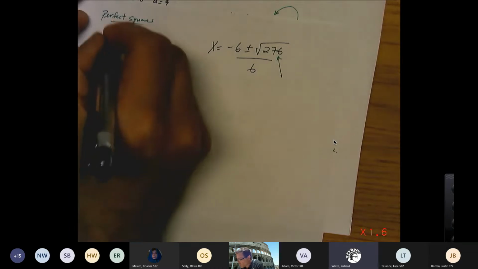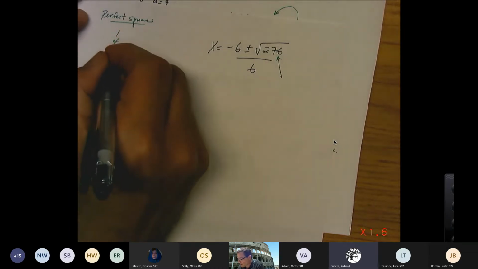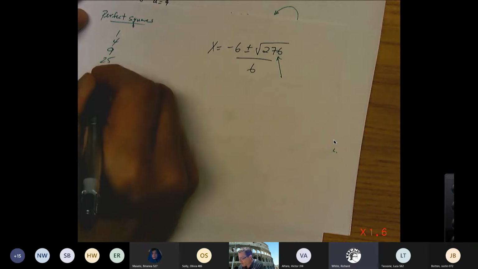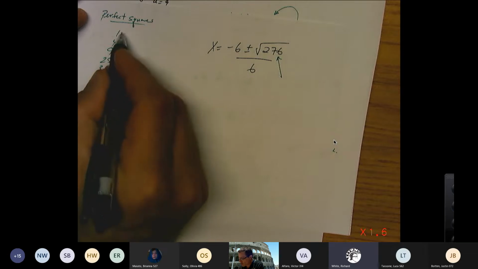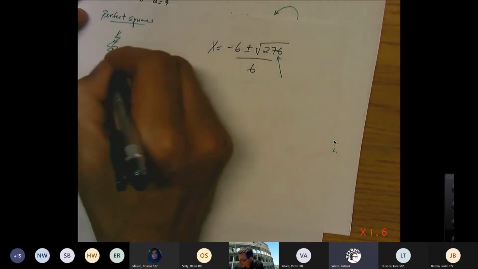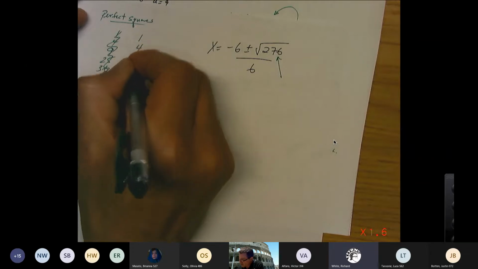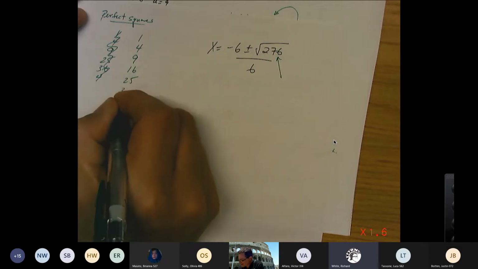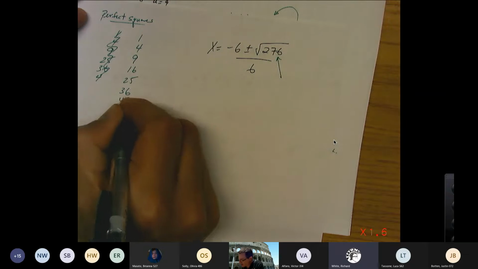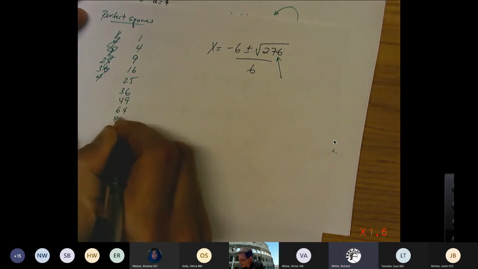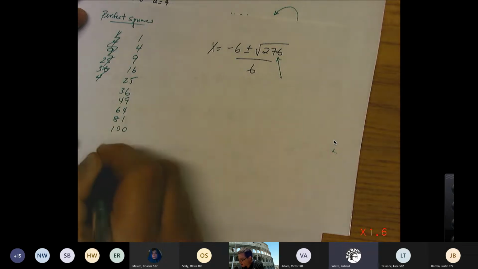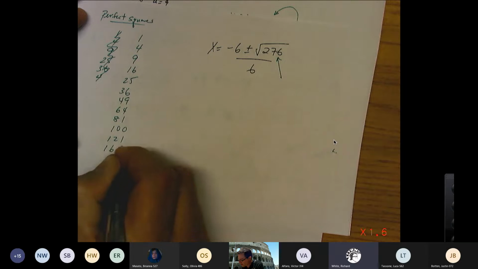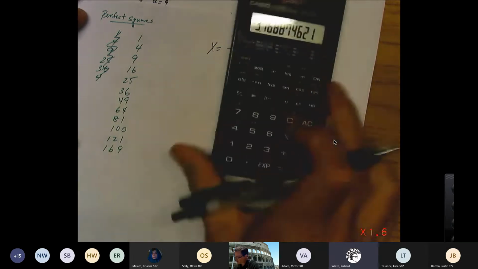My perfect squares are 1 squared, which is 1, 2 squared, which is 4, then 9, then 25, then 36. Hold on, 1 squared, 2 squared, 3 squared, 4 squared. Oh, I forgot one. 1, 2, 3 squared, 4 squared, 5 squared, 6 squared, 7 squared, 8 squared, 9 squared, 10 squared, 11 squared, 13 squared. I wonder what 14 squared is.